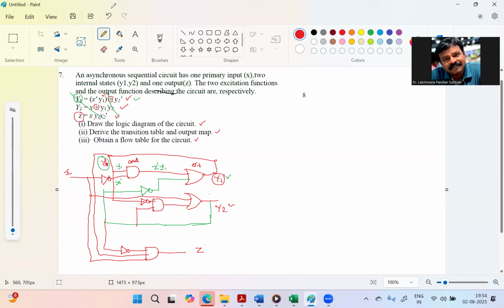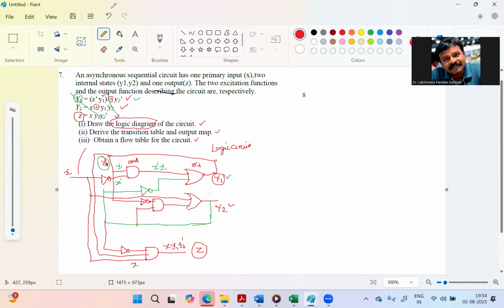Now this is the Z. Z is here Y2 dash. So X you are taking from X. This you are taking from Y1. Then X, Y1 and Y2 dash. So this is a logic circuit. Logic circuit. Right? Then here we are having logic circuit or logic diagram, right? So draw logic diagram is over.